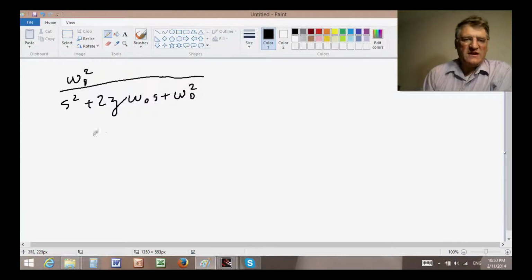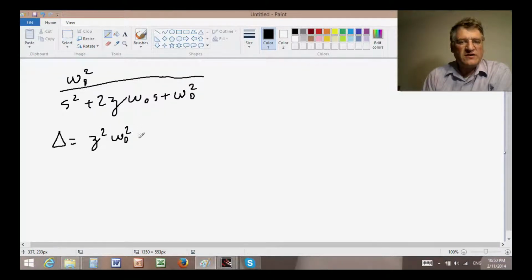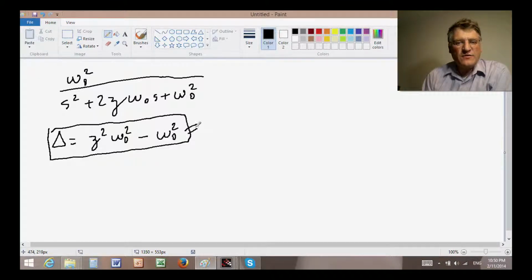Now, let's look at the roots, okay? So to get the roots, we first compute the reduced discriminant, okay? And we notice that the reduced discriminant is going to be zeta squared omega 0 squared minus omega 0 squared. What does that mean? That means that another way for writing it is that delta is equal to omega 0 squared times zeta squared minus 1.